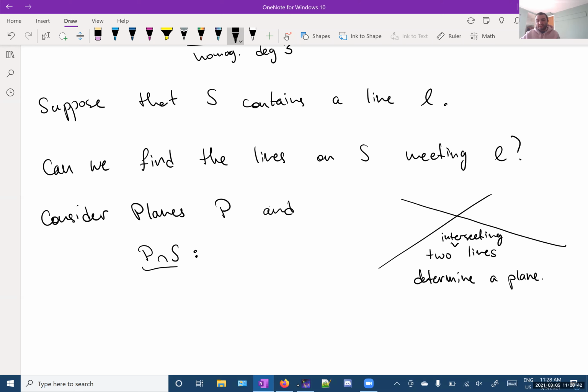So what does P intersect S look like? Well, like I said before, planes meeting cubic surfaces always give you cubic curves. The thing is that we know that this plane intersect this surface contains this line. So L is contained in here, and this is a cubic curve. That means that this cubic curve is degenerate somehow. It contains a line, so it has to be a line plus a conic.